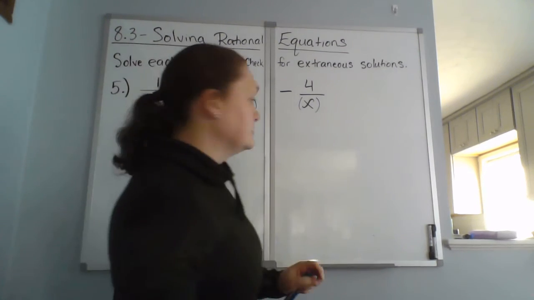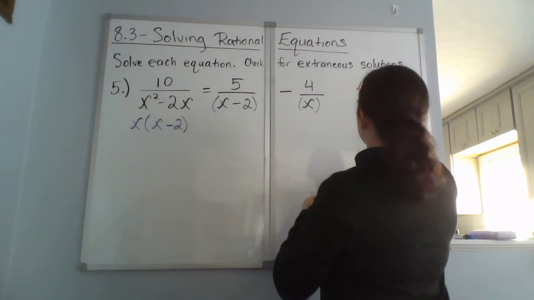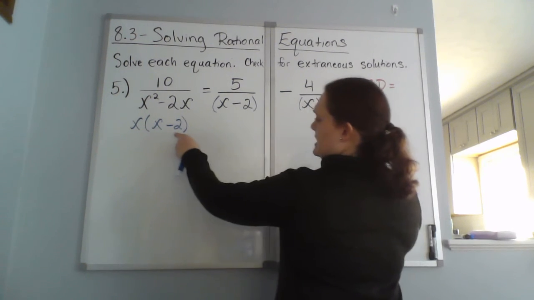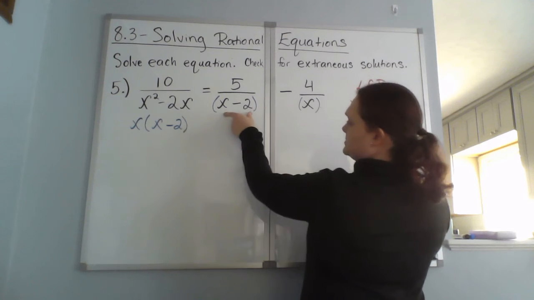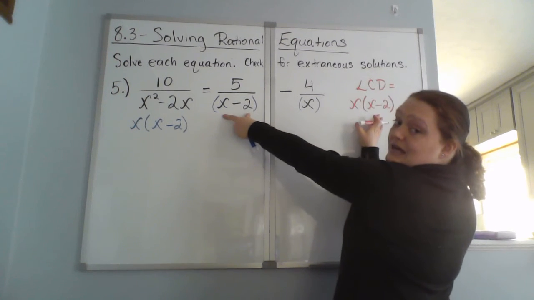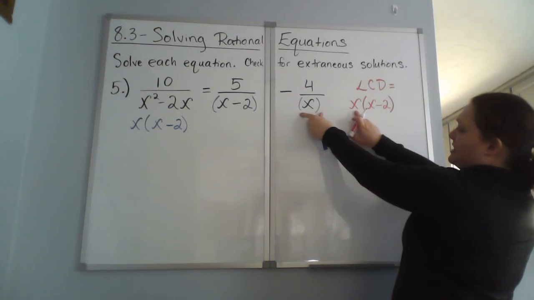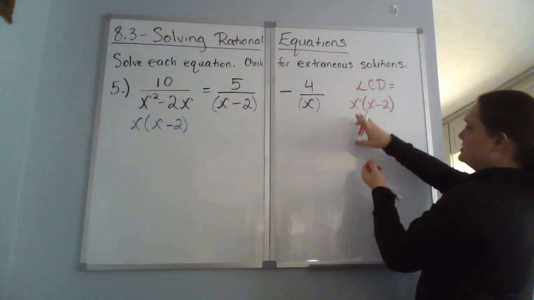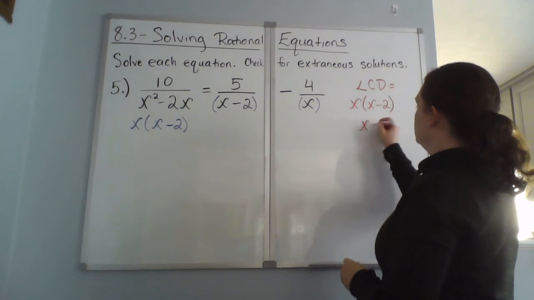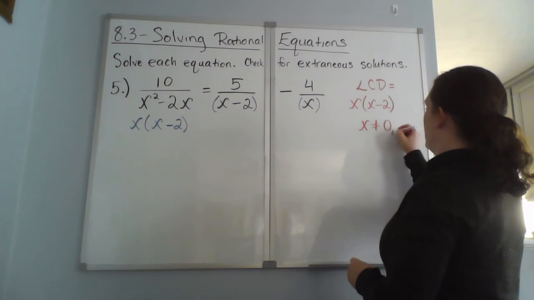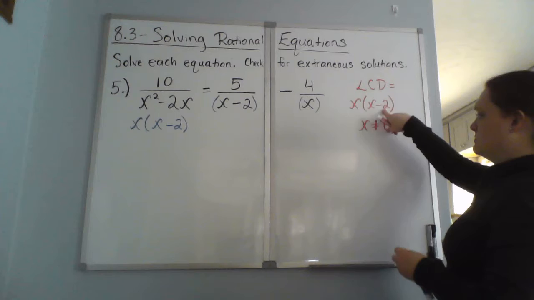Let's try to keep our color scheme the same. Least common denominator is equal to, I've got an x and an x minus 2. This one I've got an x minus 2, which is already contained, so I don't need it again. And then this one is just an x, which is already contained. So our least common denominator is just x times x minus 2. That means x is not allowed to equal either 0 or positive 2, from setting that factor equal to 0 and that factor equal to 0.